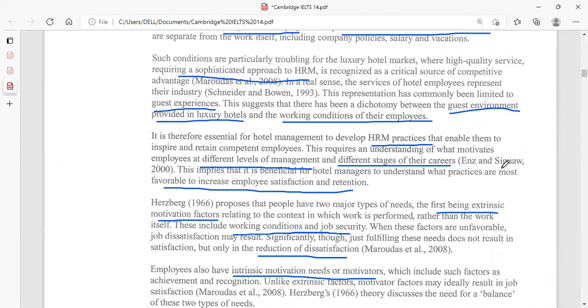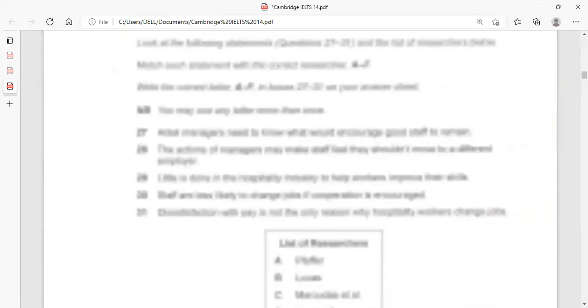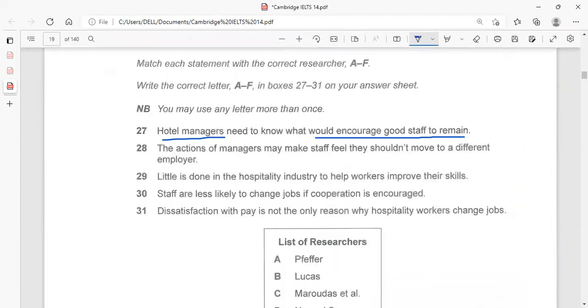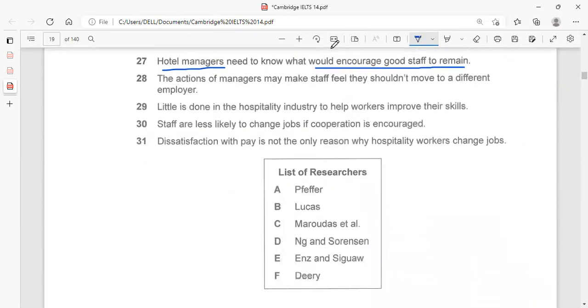Is that clear, all of you? Yes, ma'am. Encourage: what would encourage an employee to stay? If you match the complete idea, you will see this implies that it is beneficial for hotel managers to understand what practices are most favorable to increase employee satisfaction and retention. Clear? This is how you have to work on these questions. Take 5 minutes and work on these questions, and then we will discuss it. All right? Yes, okay, ma'am.